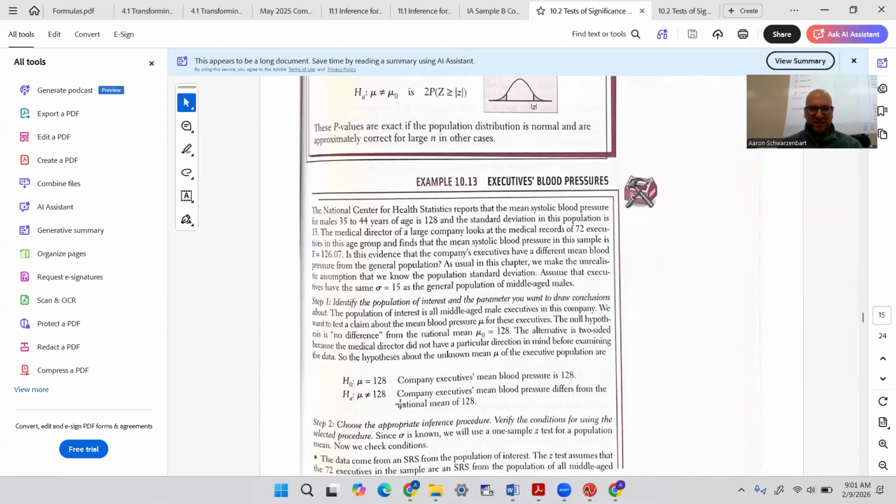And notice how they're writing these out. The company's executive mean blood pressure is 128. The company's executive mean blood pressure differs from the national mean of 128. This is a two-sided test, and notice how they wrote what those mean in words. That will help you with your conclusion. So I encourage you to do it, especially at first.